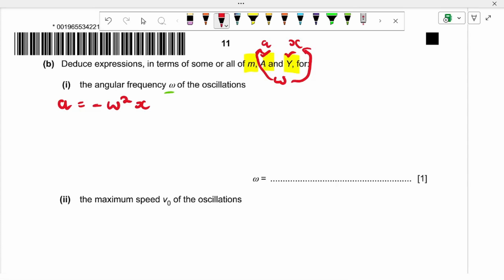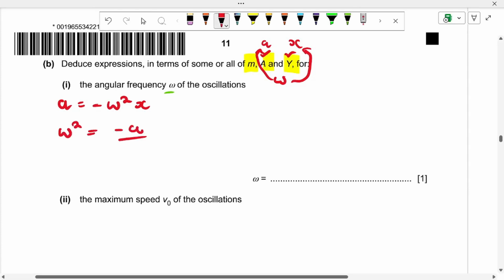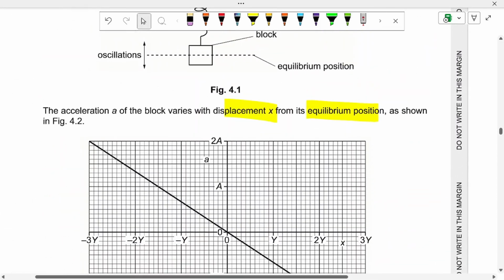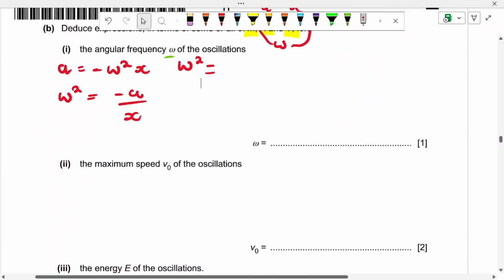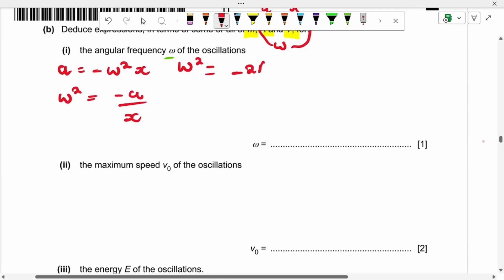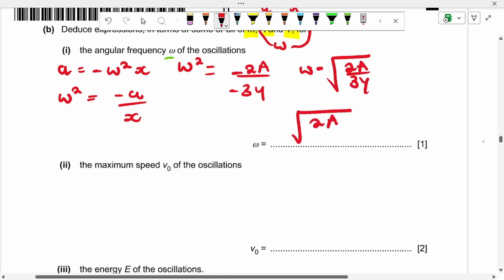So in order for me to find omega, I'm just going to say omega squared is going to be negative a divided by x. Okay, so pick an a, pick an x. Let's get along with it. So omega squared is going to be equal to, I'm going to pick 2a and negative 3y. So my acceleration is 2a, and my x is negative 3y. Omega is the square root of 2a divided by 3y. That's it, you're done. You got it. Move on to the next question.